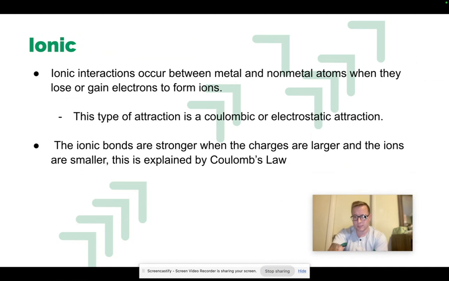Okay, ionic, first type of bond. Ionic bonds occur between metal and nonmetal atoms when they lose or gain electrons to form ions. This type of attraction is a Coulombic or electrostatic attraction. They are attracted to each other because of their charges. Plus and a minus, a north and a south. They are attracted to each other because they are opposites. Opposites attract. The ionic bonds are stronger when the charges are larger and the ions are smaller.